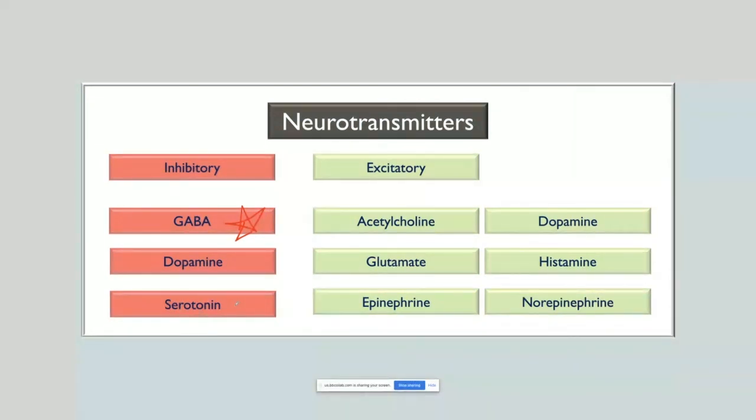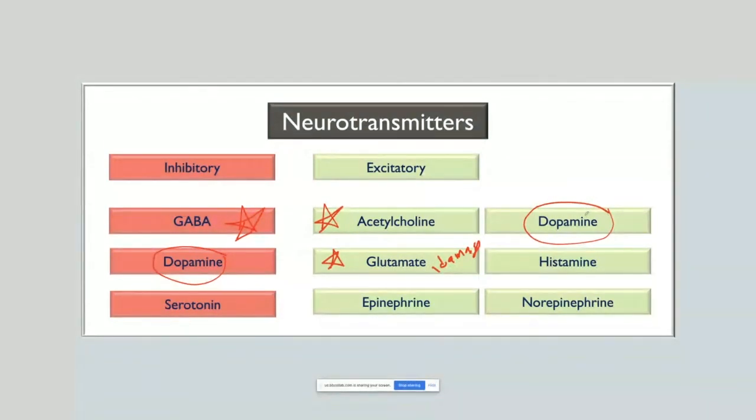And here we have the excitatory ones. Acetylcholine is the most important one. Also, glutamate is very important. We're going to see why. Excessive glutamate produces a lot of damage to our cells in excess. And then we have epinephrine, norepinephrine, histamine, and also dopamine. Notice that dopamine can be both. If it is acting on one structure, it will inhibit. If it acts on another, it can stimulate that one.